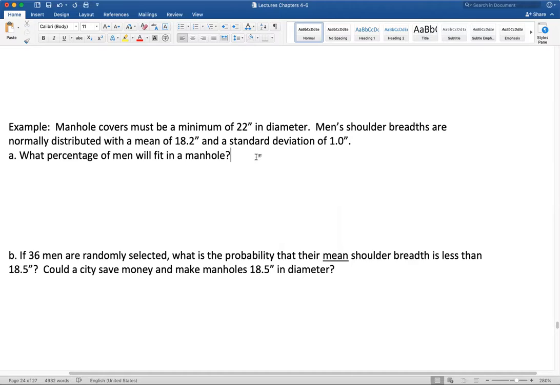It means that the men's shoulder breadths are less than or equal to 22 inches, right? Because if the men's shoulder breadth is less than or equal to 22 inches, then the man will fit in a manhole, right?